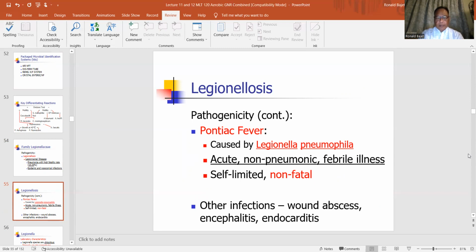Okay, Legionella also causes Pontiac fever. So make sure you put that disease in your collection of diseases. It's caused by Legionella pneumophila, okay? It's an acute non-pneumonic, febrile illness, self-limited, and it's non-fatal. So all these people from the American Legion, they got pneumonia, but they didn't die. They just got really, really sick.